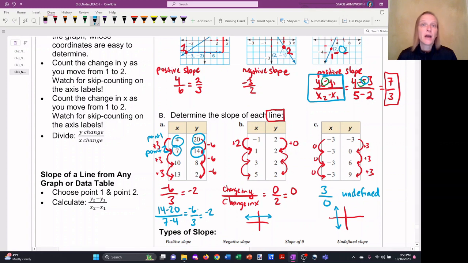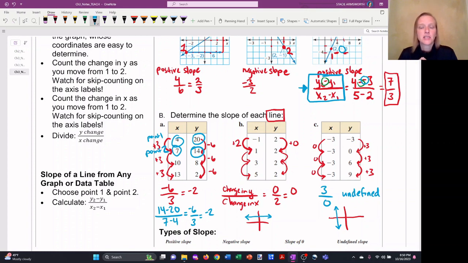So by far the most useful method for calculating slope is actually this slope equation, y2 minus y1 divided by x2 minus x1, because it works on graphs, it works on lists of data points, it works in a variety of situations, so long as you have 2 points. I could just give you 2 points on the graph and you could calculate the slope between them.